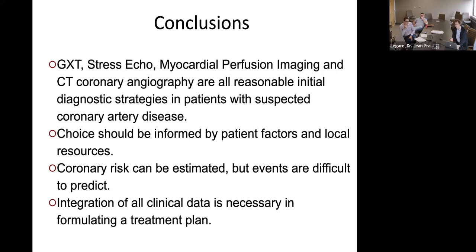So, to conclude, this is just a show and tell brief conversation, hoping to show some of the controversies in the field. Exercise treadmill testing, stress echo, myocardial perfusion imaging, and CT are all reasonable initial strategies in patients with suspected coronary artery disease. The choice should be informed by patient factors and local resources, and coronary risk can be estimated, but the events are always difficult to predict. It's like the survival curves that I showed with normal perfusion imaging, that's a general survival curve. There's still going to be some events within that cohort, and it's a humbling condition to treat. So integrating all the clinical data is necessary in formulating a treatment plan.